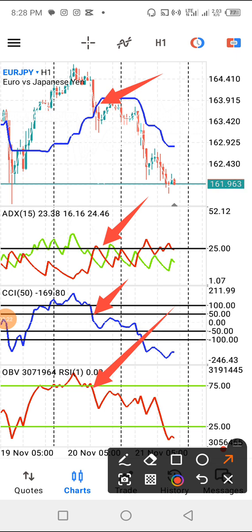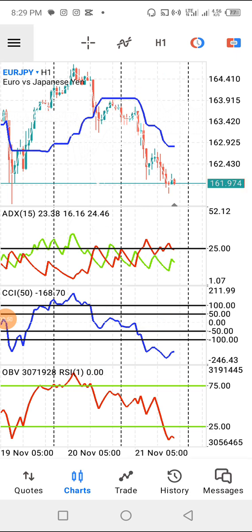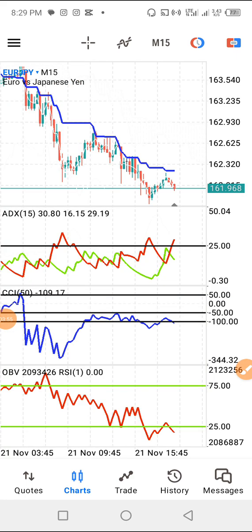But since it's the H1, we don't look for the CCI and the ADX. What we are only concerned with is the main trend, which is the one in the main chart. Once price closes below it, we'll check the position of our volume indicator. So if the volume indicator is also around the level 75, then you switch down to your 15-minute time frame for entry.